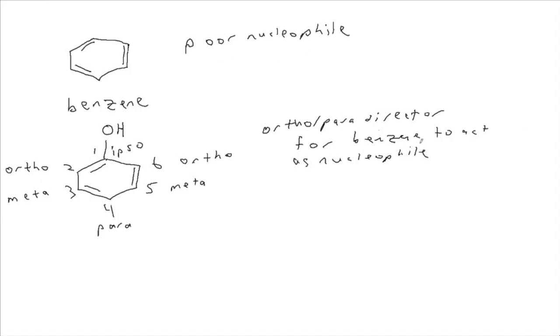So that's some terminology that's studied when benzene is studied in the second semester. We're just starting to get a head start on some of the topics from the second semester that we can now understand using our tools. So we would say this OH group is an activator and an ortho-para director for benzene to act as a nucleophile. It's an activator because it makes it easier for benzene to act as a nucleophile. It's an ortho-para director because it specifically makes 2, 6, and 4 nucleophilic. Okay, good.